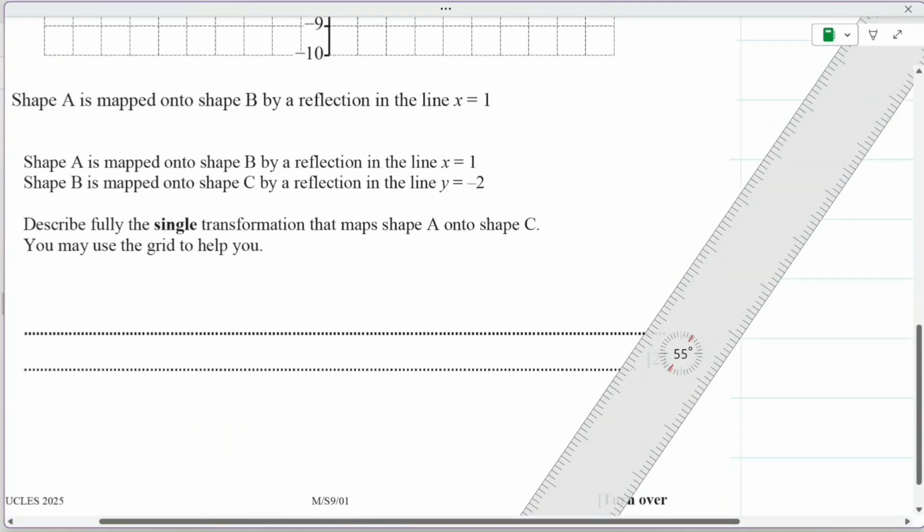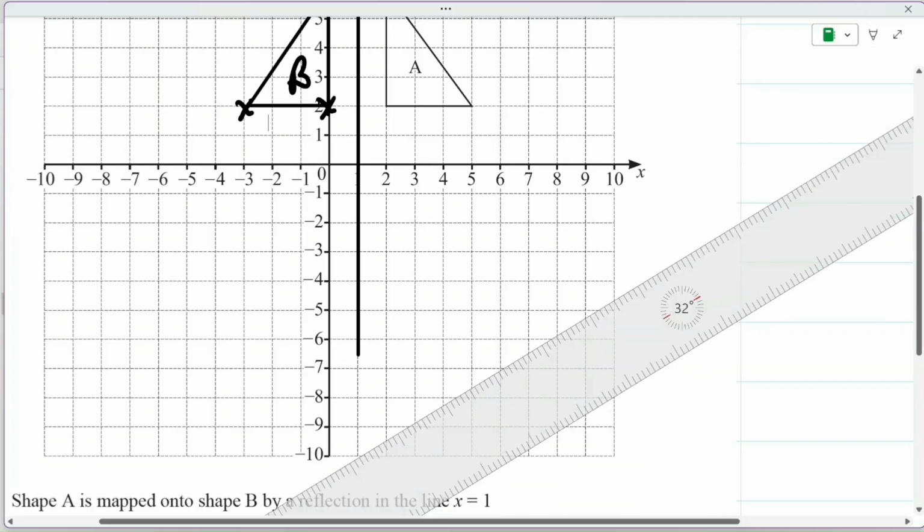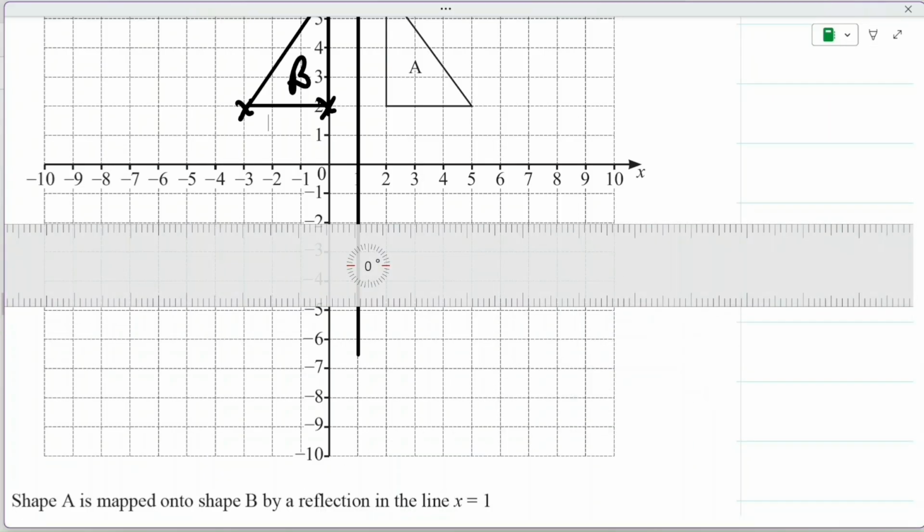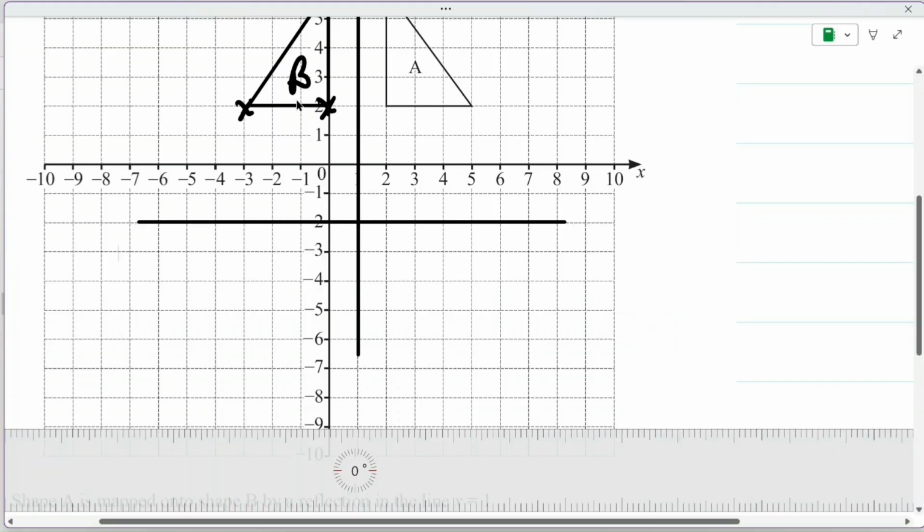The question says B is mapped onto C by reflection in the line y equals -2. So at y equals -2, we reflect B as C. So we come to y is -2, which is here. We draw a line parallel to the x-axis. This is our line of reflection of B onto C. For you to get the reflection, you have to count the distance between the middle line and one end of B. You can say this end.